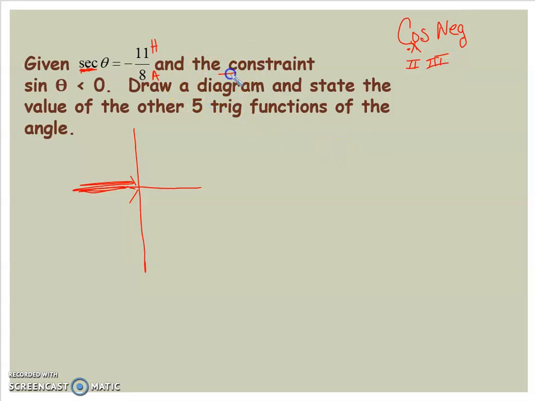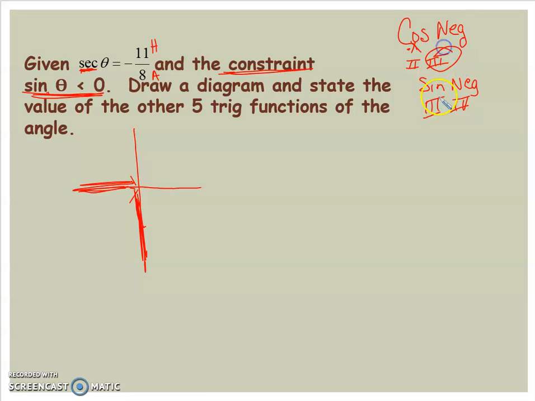But we also have another constraint, so it's given us some more information. Sine, or the y, is less than 0. It's also negative. Okay? So sine is negative because it's less than 0. Well, let's look at sine. That's my y. That's here. So y is negative in quadrants 3 and 4.